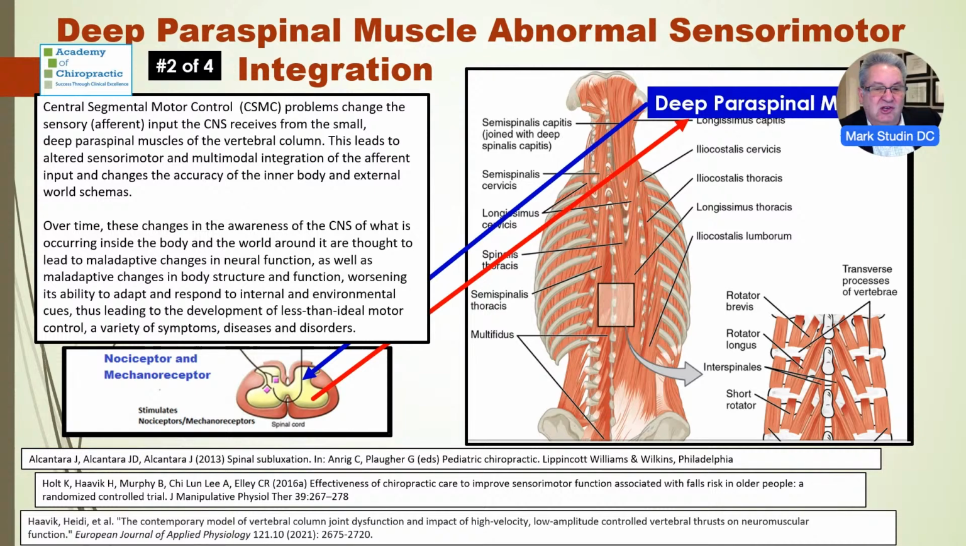And over time, these changes in awareness of the central nervous system of what occurs inside the body and the world around it are thought to lead to maladaptive changes in neural function, as well as maladaptive changes in body structure and function, worsening its ability to adapt and respond to internal and environmental cues, thus leading to development of less than ideal motor control, a variety of symptoms, diseases, and disorders. Now we're getting into neuromuscular diseases and disorders, and it even talks in terms of systemic. And there is clear evidence of systemic disease from all of this.